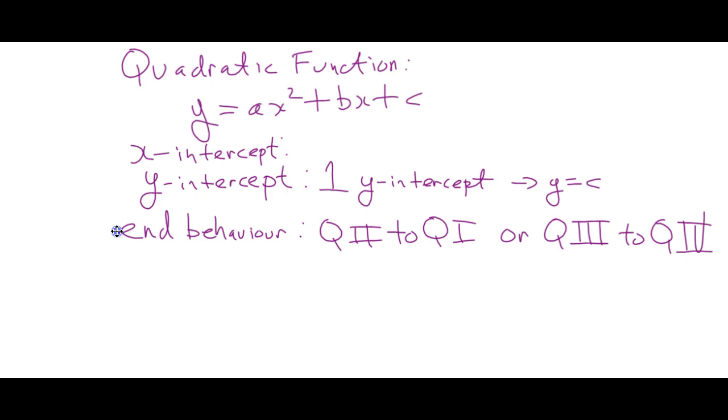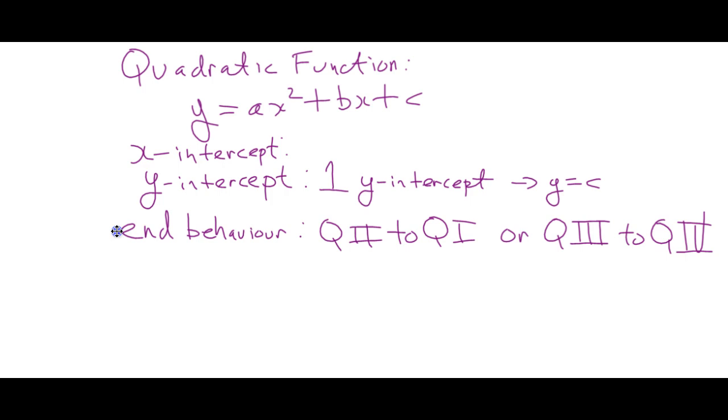Now remember, I can ask you for the number of intercepts or what the intercept is, right? In this case, it's the number of intercepts. There's one y-intercept, and what is it? It's y equals c. Now that's easy to do, right? Because it's just staring you in the face. You just set x equal to 0. Even if you're given it in vertex form, then set x equal to 0 and work out the y value.